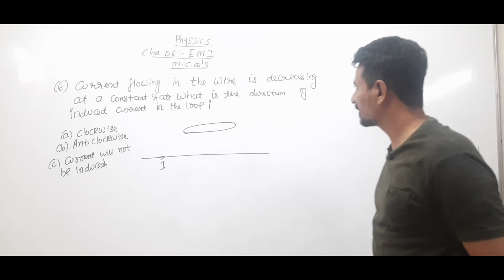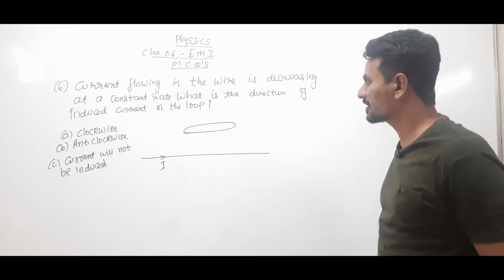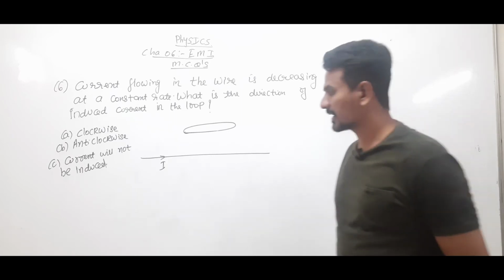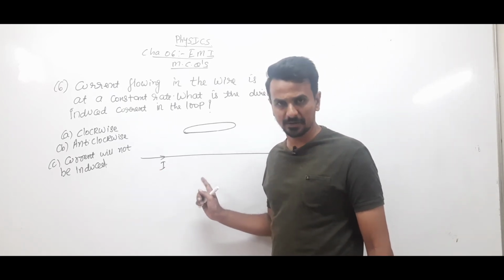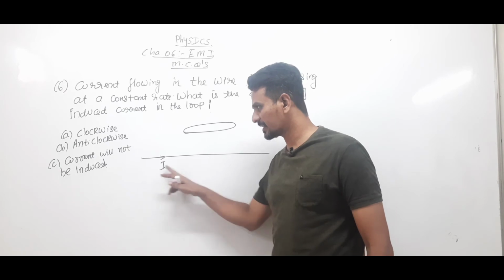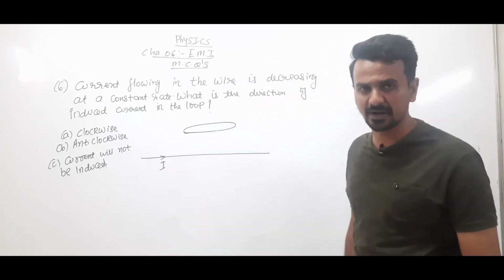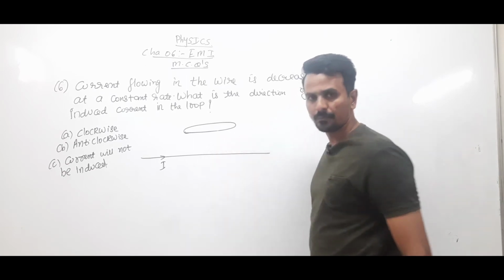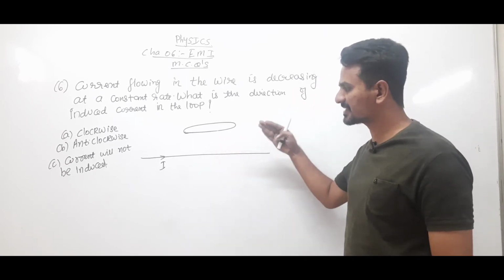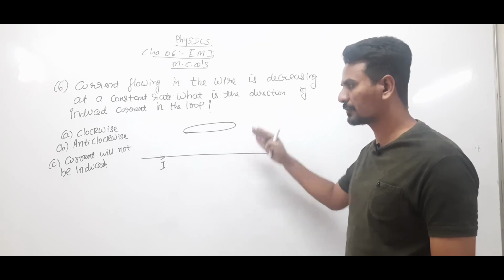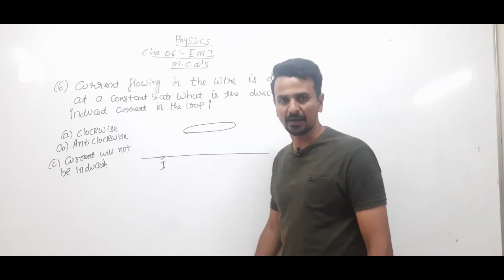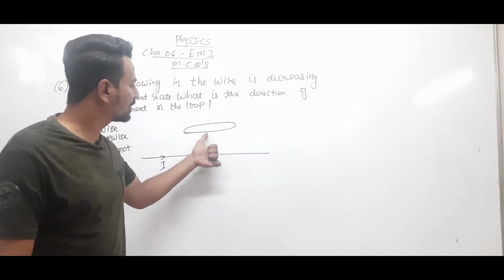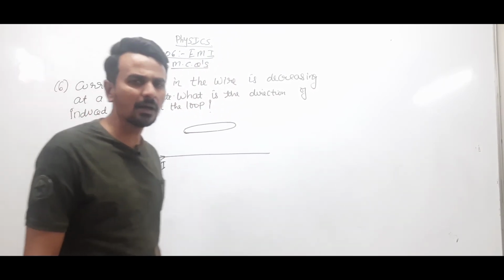Okay, so sixth one. Current flowing in the wire is decreasing at a constant rate. What is the direction of induced current in the loop? Fine. Say current is decreasing at a constant rate. This is a wire where current is flowing and it is decreasing at a constant rate. So we need to find the direction of induced current in the loop. Make it clear, the loop is not placed above the wire. It is placed beside the wire. From Lenz's law, we'll be able to know the direction of induced current in the loop.